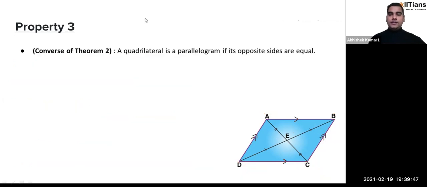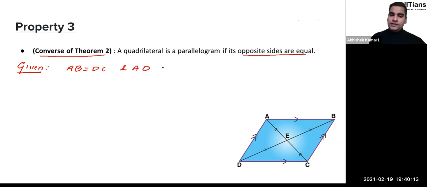So this theorem, theorem number 3, is the converse of theorem number 2 that we discussed. They are saying it's a parallelogram if opposite sides are equal. So here, what are we given? You are given that opposite sides are equal: AB is equal to DC and AD is equal to BC. And if this is provided to you, you have to show that ABCD is a parallelogram. That's what you have to show in this.